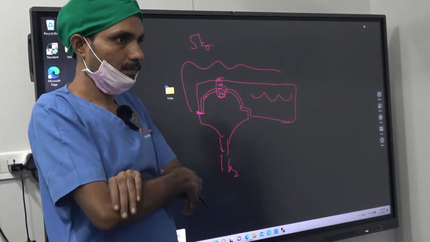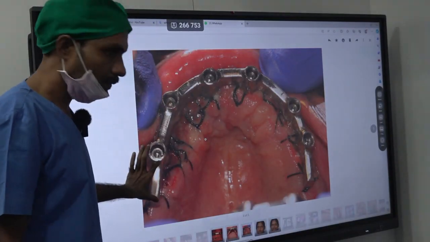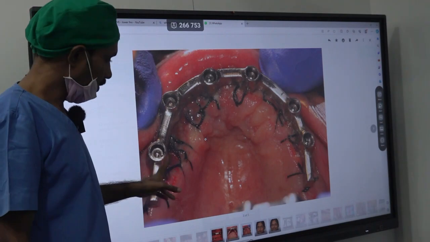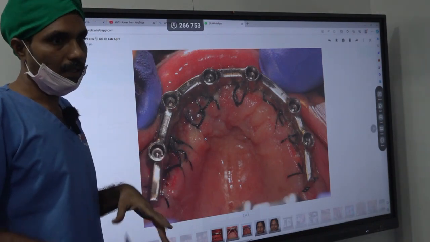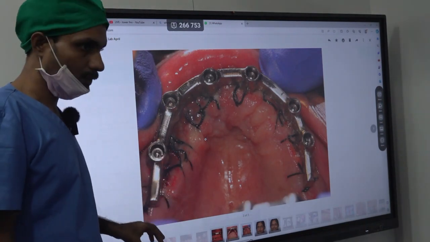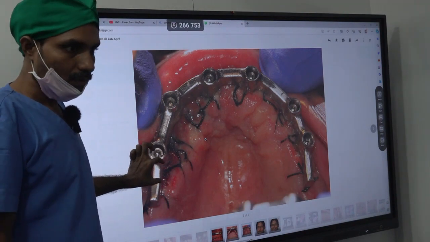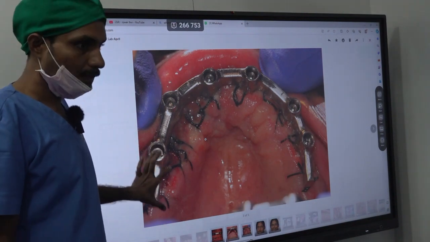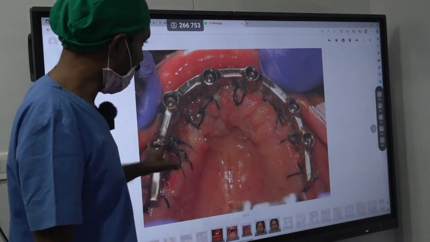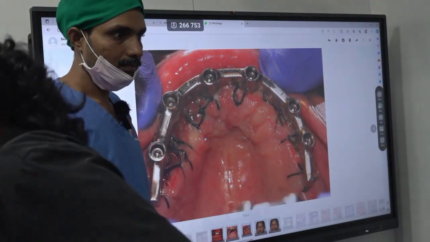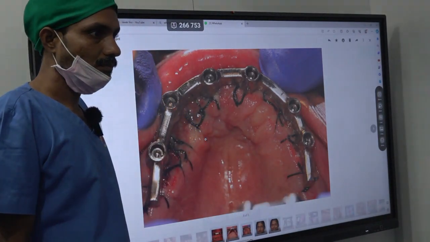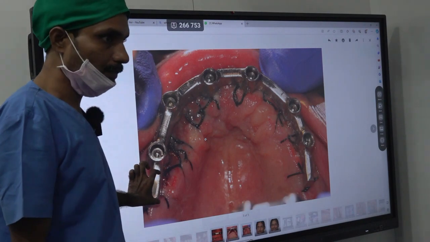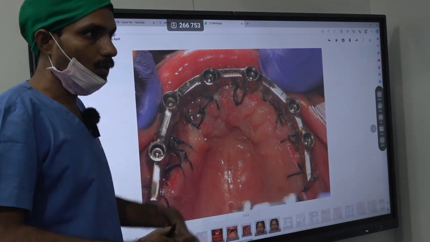Yes, Pontic design. So here we are given so much cantilever, which is not possible with cement retained, and if you do welding, this much cantilever you cannot give. You can give 3 mm cantilever, but not 10 mm cantilever. And you can reduce the number of implants. Why is it that you cannot do that in the process? Because it is a rigid frame, no? It is a bar. It takes the load very well.